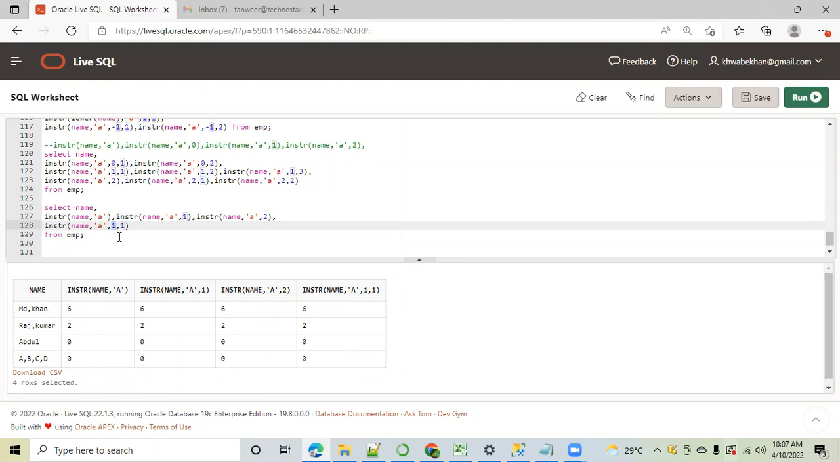This is the third argument. The fourth argument is all about the number of occurrence. You are searching for the first occurrence. So it is giving you 6 because the first occurrence of A is at the 6th position here, right? First, second, third, fourth, fifth, sixth. Here the first occurrence of A is at the second position. That's why you got 2 here. I hope this is clear, right? Any question on this one? Anyone, any question?